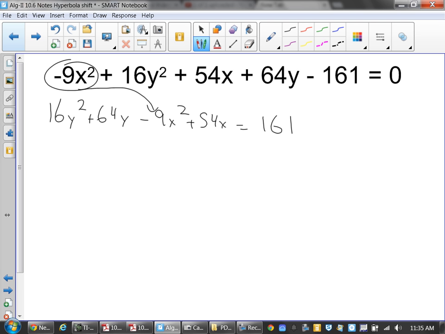Now, when we go to group these things out, can you complete the square if the leading term coefficient is not equal to 1? No, you can't do it now. Factor out the 16. So we have y squared plus 4y blank. Factor out the negative 9. Here's another spot you're going to mess up. Minus 6x.